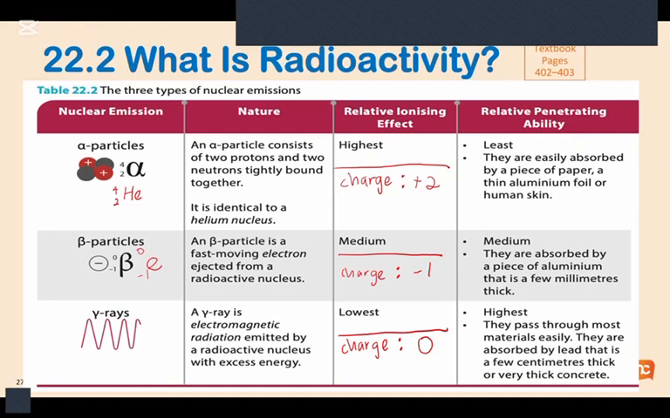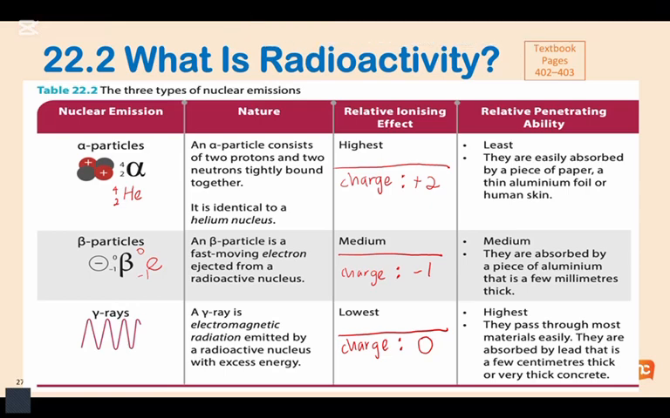And when it knocks out electrons from something else, it changes the property of the material, which is why it's dangerous. When it passes through your body cells, it knocks out electrons from your body cells, and then it alters the behavior of your body cells. Your body cells cannot function properly. You get mutation, you get cancer, and etc. Okay, so alpha particles have the highest ionizing radiation.